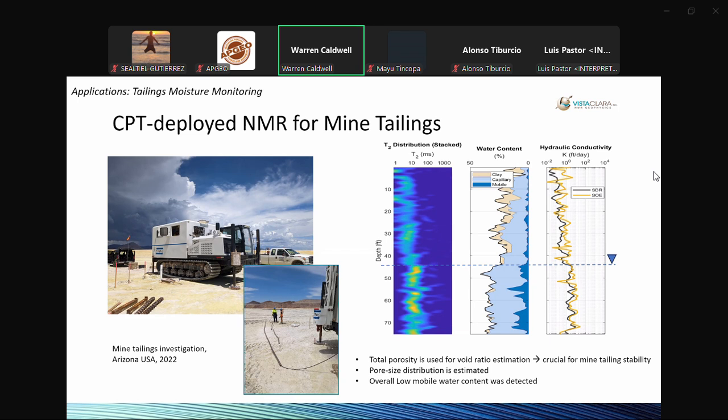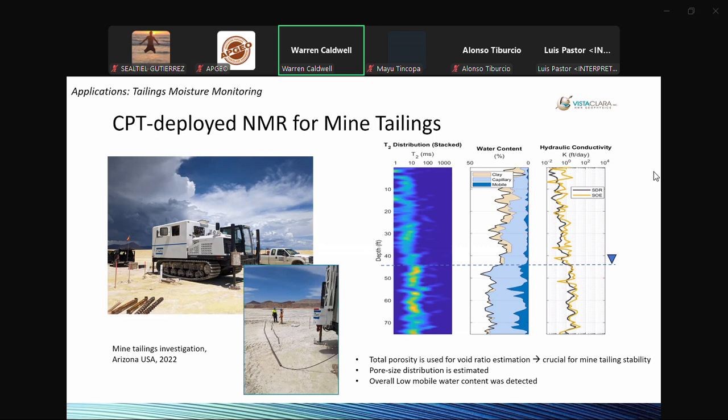So in this example, we can see we're inferring that there's a water table at about 45 feet. Below that, you can see the overall water content and the mobile water content is slightly higher. That's our clue that that's where the water table is located.